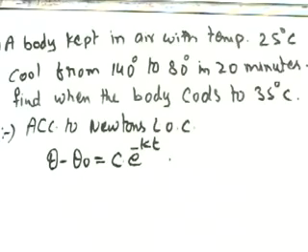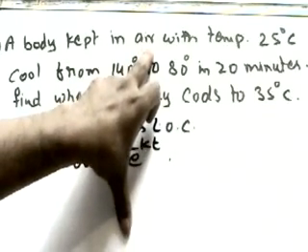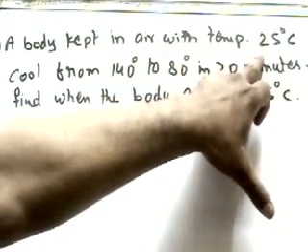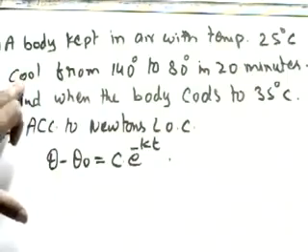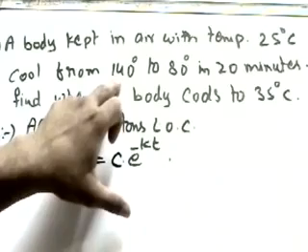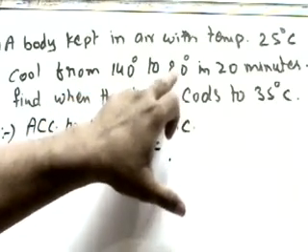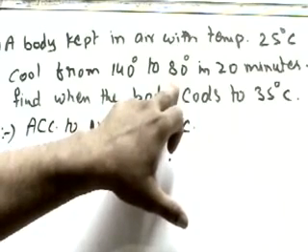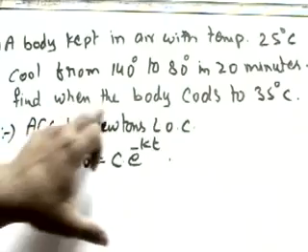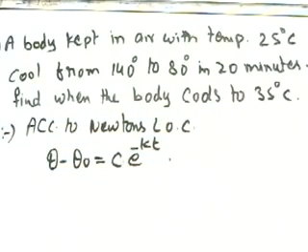Now see here, I wrote a question on the board. A body kept in air with temperature. Generally the surrounding temperature will be air. So the air temperature, that is theta naught, is 25 degrees Celsius. The body cools from 140 to 80 degrees. Initially, the starting temperature is 140. But after 20 minutes the temperature reduces to 80 degrees Celsius. Find when the body cools to 35 degrees Celsius.